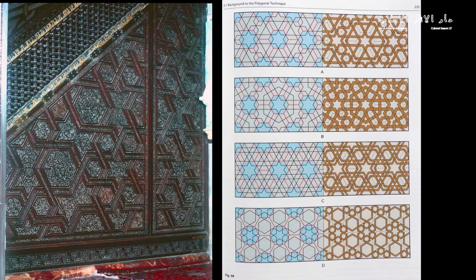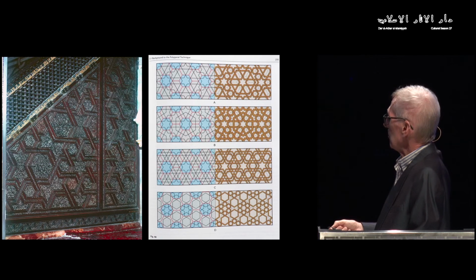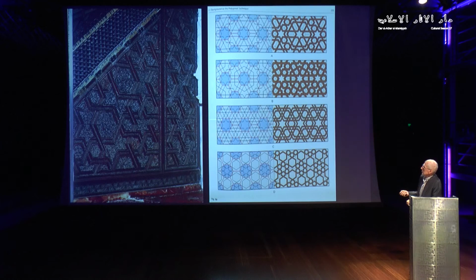Certainly all of the patterns that I've been looking at have been analyzed in detail by Bonner. And so this kind of hexagonal star with hexagons surrounding it, you can see in one of the variations here. And these all have the same geometrical underpinnings.